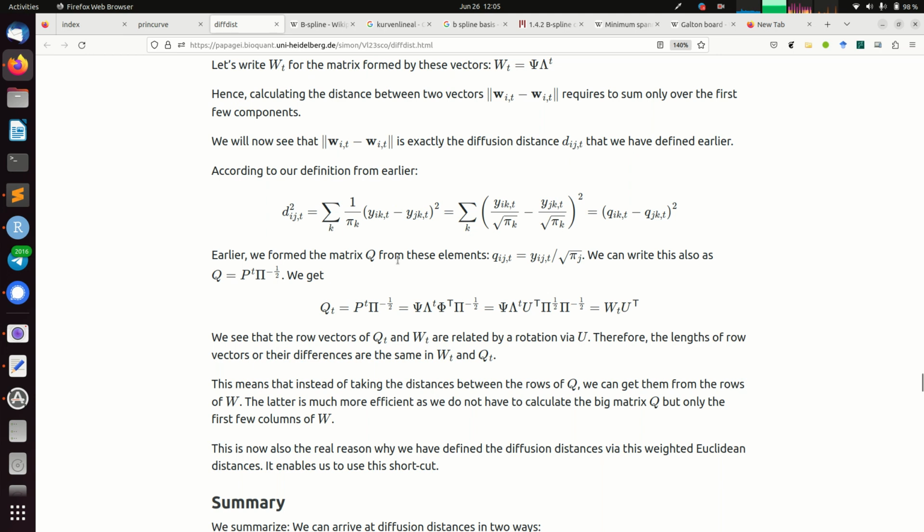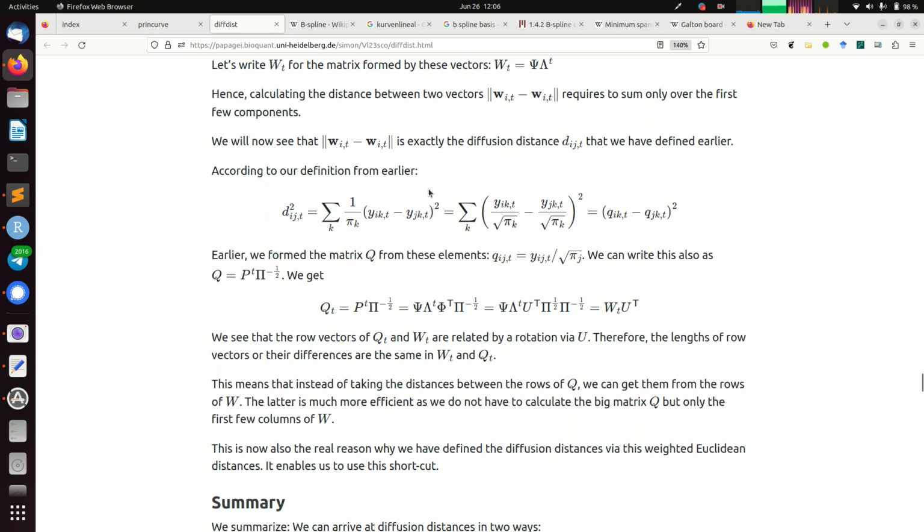And this we call the matrix W. This matrix W allows us to calculate the Euclidean distance between the rows of W and use them as the diffusion distances. At first you would say, no, this won't give us the right diffusion distances because we haven't transformed back by phi. But phi does exactly this division by square root of pi k that we wanted.